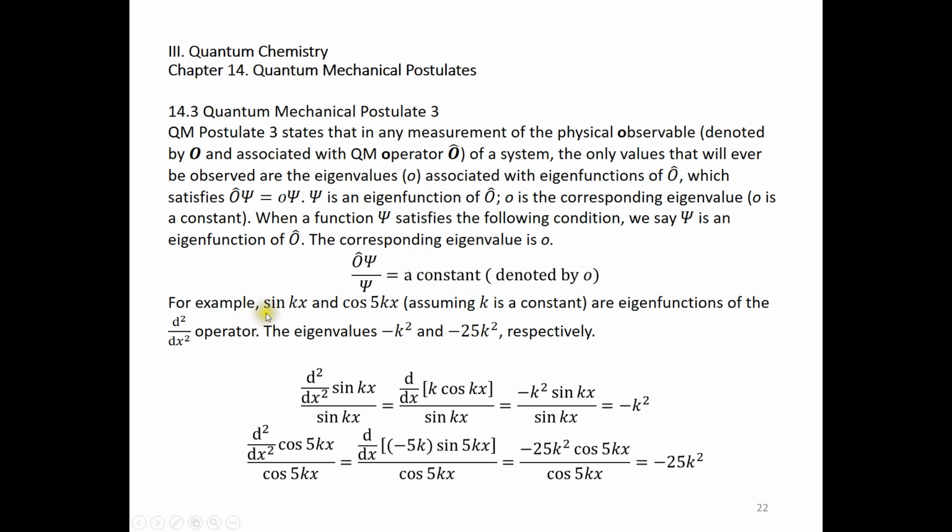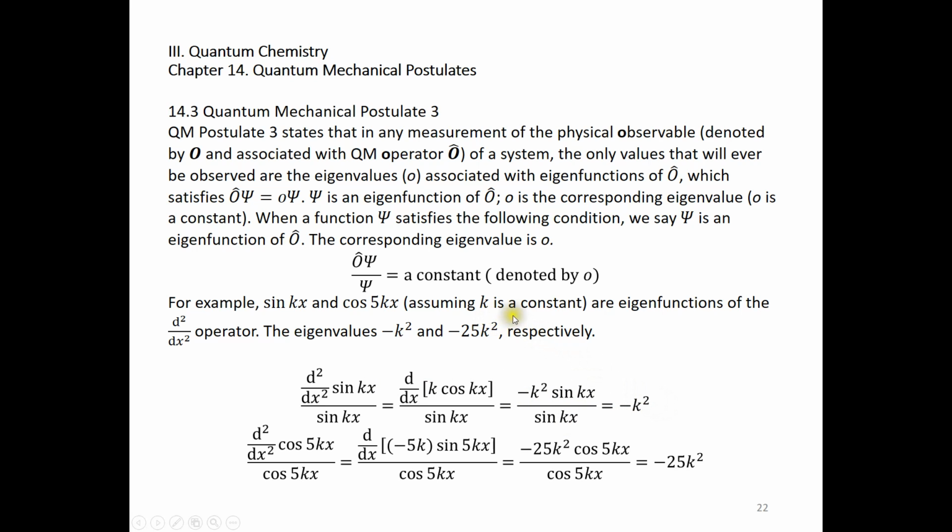Here's an example. Sine kx and cosine 5kx are both eigenfunctions of the second derivative operator, assuming k is constant. Now let's just evaluate this. Let's apply the operator to the function and then divide it by the function. Let's try sine kx. I'm applying the second derivative operator to sine kx. I get negative k squared sine kx, and then divided by sine kx, the result is negative k squared.